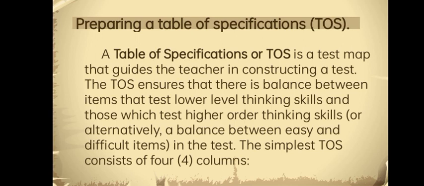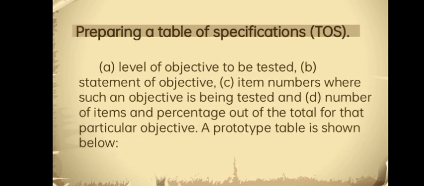Lower order thinking skills, yes. Or alternatively, a balance between essay and a balance between easy and difficult items in the test. And the simplest table of specification consists of 4 columns. First is a level of objective to be tested, then statement of objective, then item numbers where such an objective is being tested, and a number of items and percentage out of the total for the particular objective. So, it is shown below.